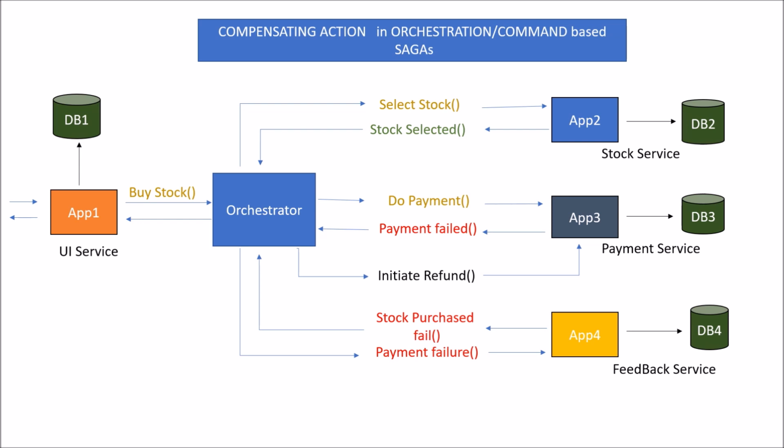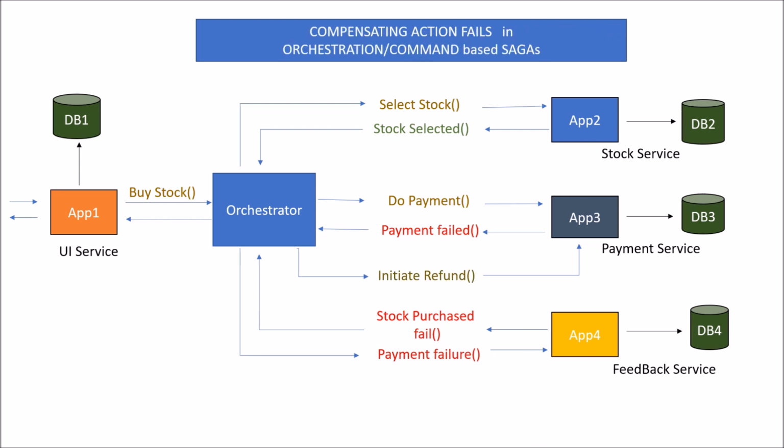So let's move ahead with the Saga Design Pattern. Till now we have talked about the event-based approach and the orchestration-based approach, and the compensating action in case of failure of a transaction in both approaches. But what if the compensating action itself fails? So we will look at this use case where the compensating action itself is failing.